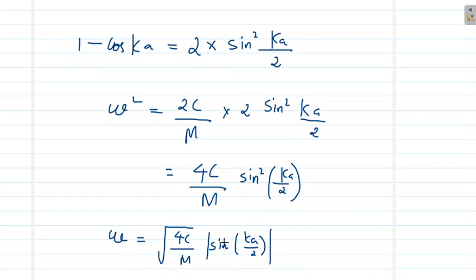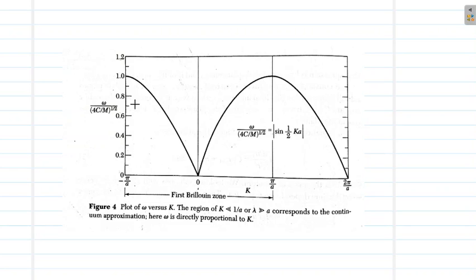Now if we plot omega versus the wave vector k, let us look at the graphical representation of this relation. So if you plot k along the x-axis and omega, or omega by root of 4c by m, along the y-axis, the curve will look like the mod sin ka by 2 curve as indicated in this figure. So minus pi by a and plus pi by a are the zone boundaries, and as you can see here, the slope of this curve is 0 at the zone boundaries. And you can see that within the first Brillouin zone, we have different values for omega, and in the next Brillouin zone, we will actually have a repetition of the same curve.